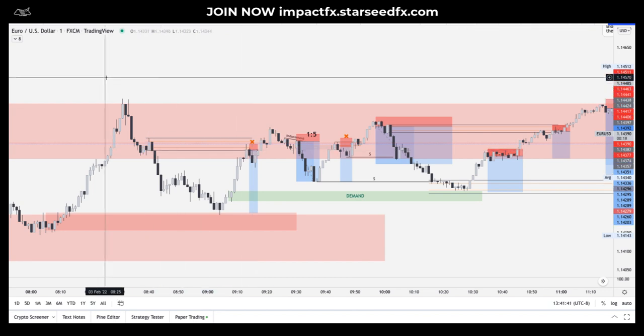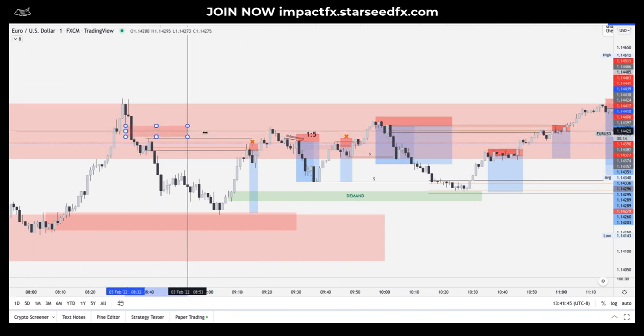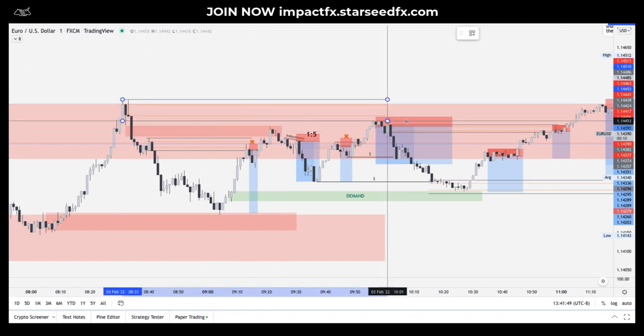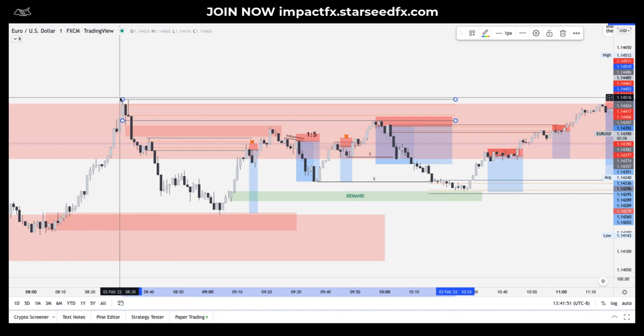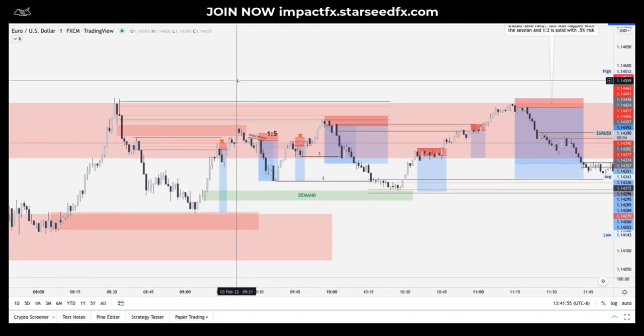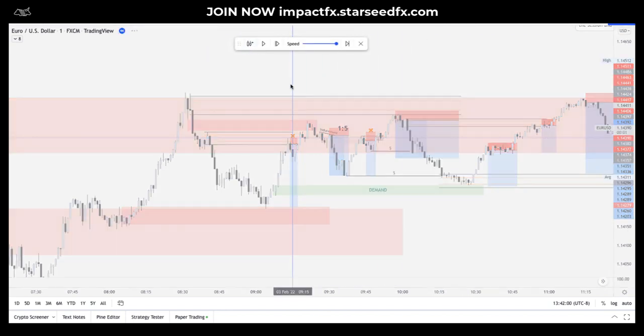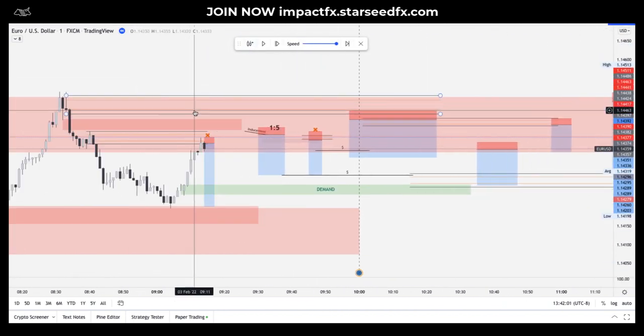And my other POI was this fair value gap right here. And then I did have the extreme as my other POI for sells. Okay, so those are my first 3 POIs if I'm looking at the charts exactly like this.